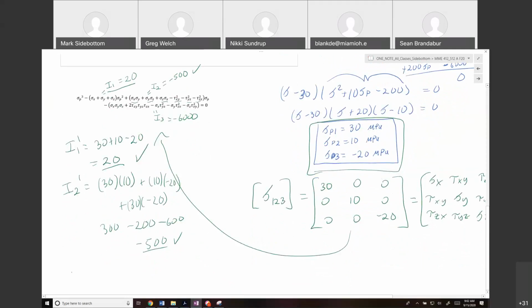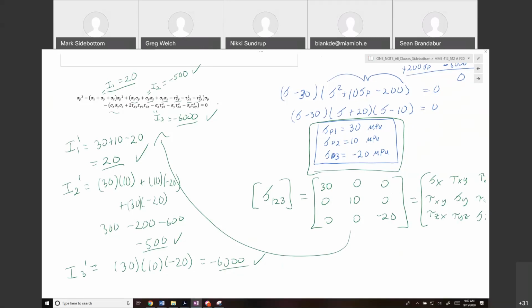Then the last one, I3 prime: all the terms except the first have a shear stress in them, so they'd be equal to 0. So it's just equal to the product of our three principal stresses. So 30 times 10 times minus 20 is equal to minus 6,000. Minus 6,000 is equal to minus 6,000. So we can show using the stress invariants that our principal state of stress is equivalent to our original state of stress.